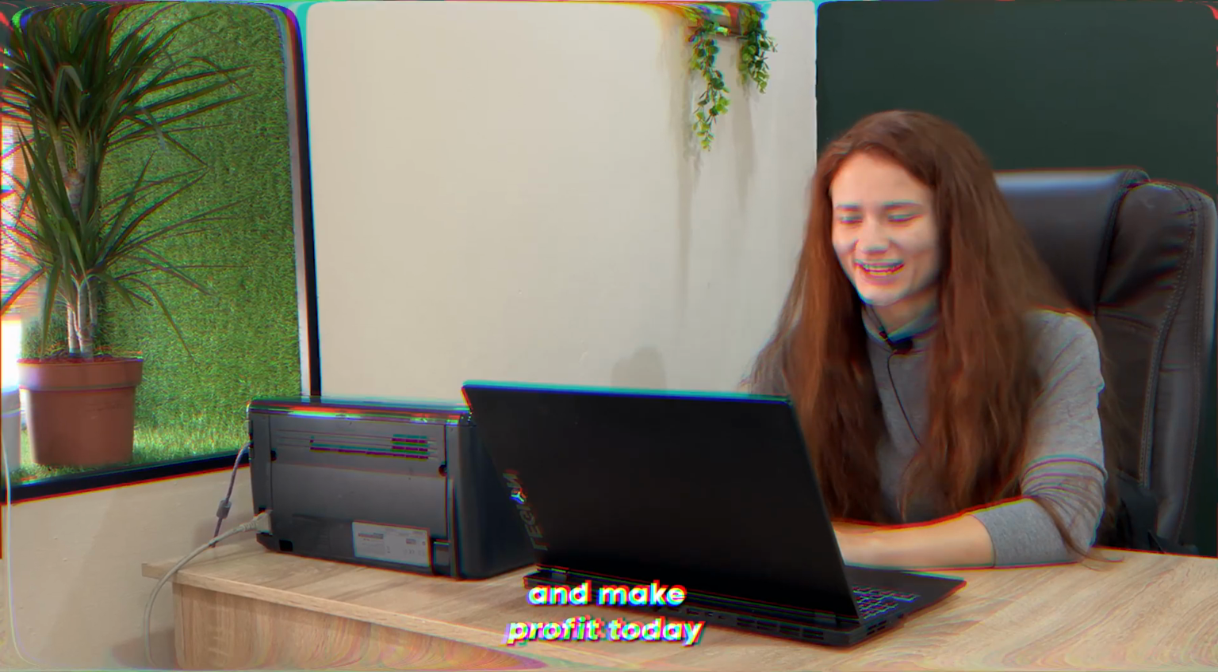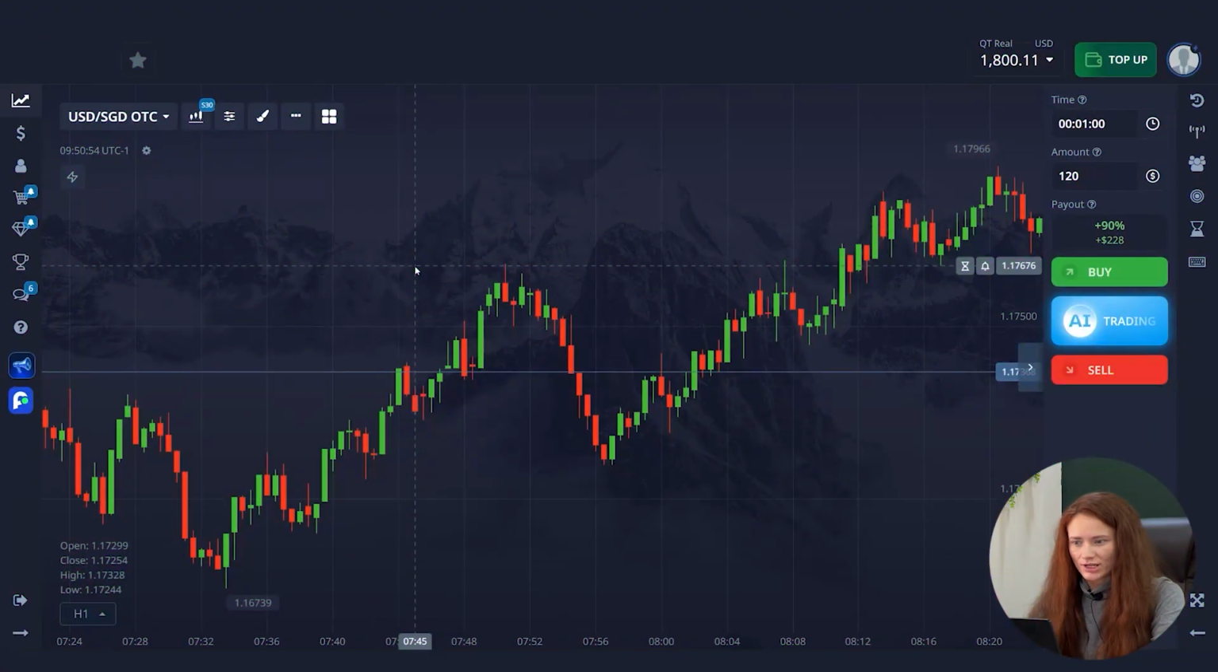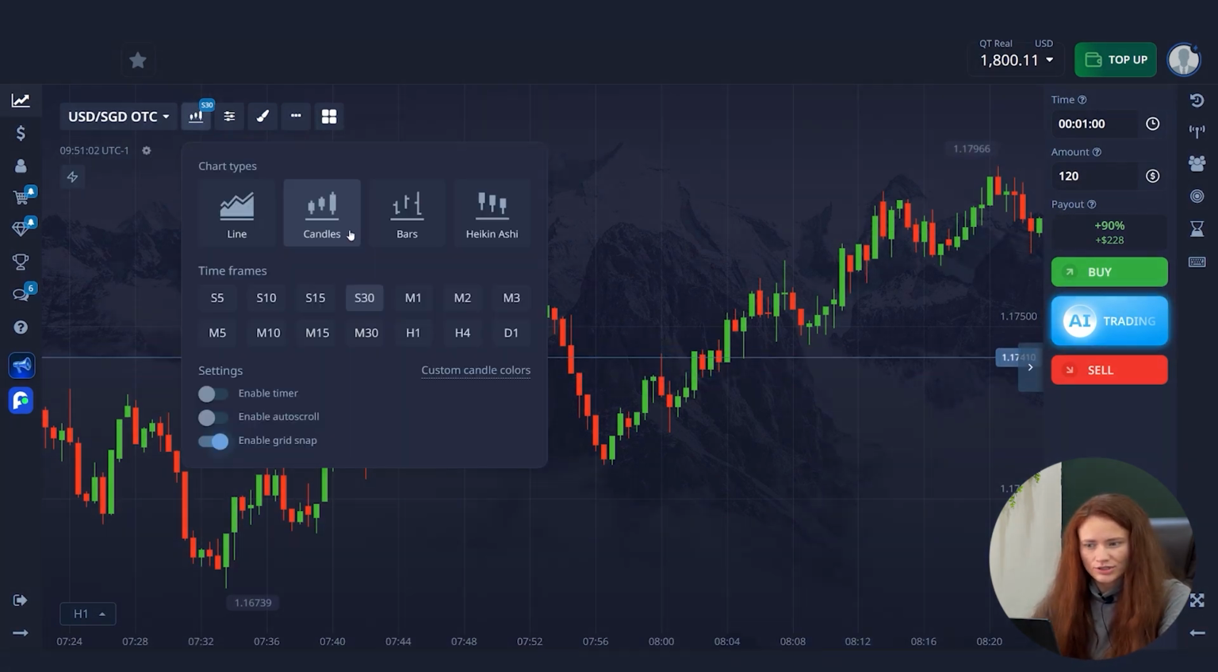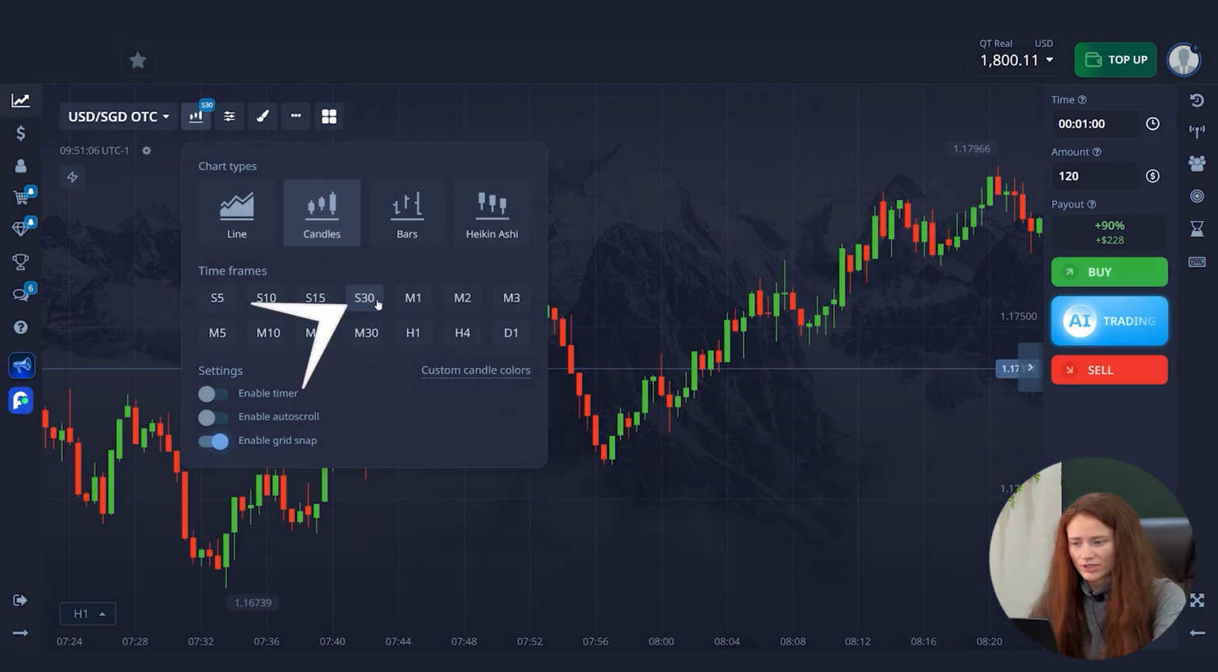and make profit today. Now we will take an important step before starting to work with the strategy, which is correct configuration of the account. So as not to be mistaken, watch carefully and just repeat after me. I will use the chart type candle. The time frame will be 30 seconds.